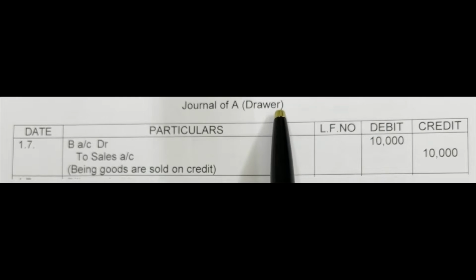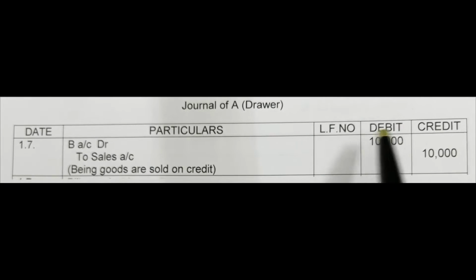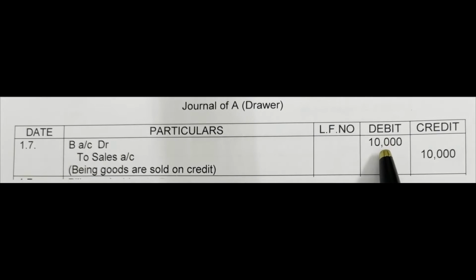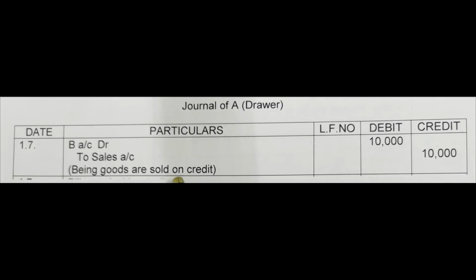Journal of A, drawer. Date, particulars, LF number, debit, credit. First entry is on 1st July. B account debtor to sales account 10,000 rupees. Narration: being goods are sold on credit.